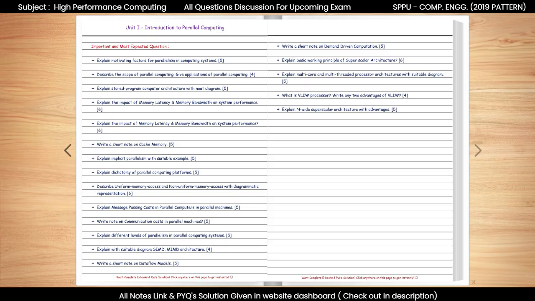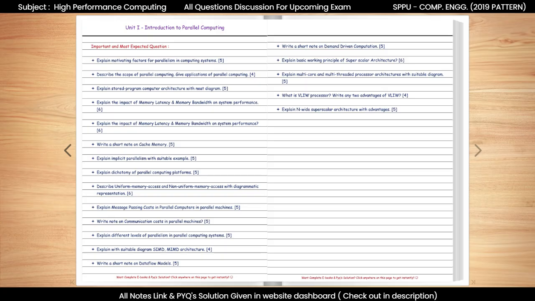Memory bandwidth also matters because when many processors request data at the same time, limited bandwidth creates congestion. This situation is very common in parallel systems. High latency and low bandwidth together create a serious bottleneck. Therefore, system designers use techniques like caching, prefetching, and memory hierarchy to reduce these effects and improve overall performance.